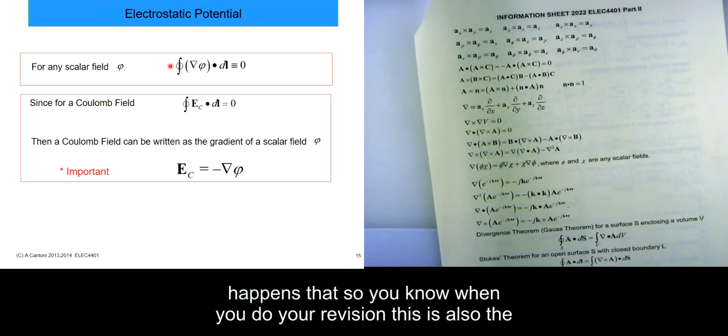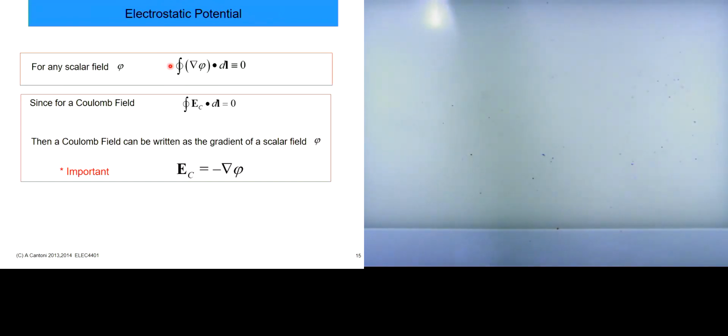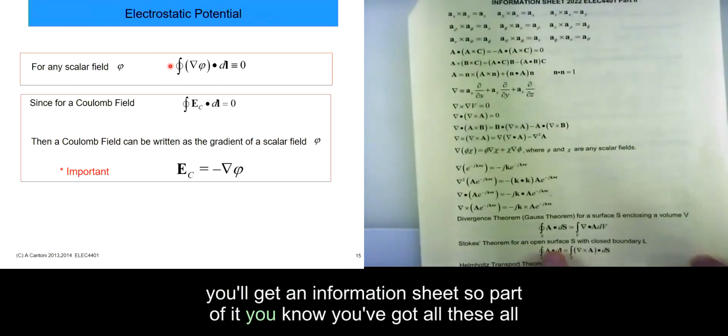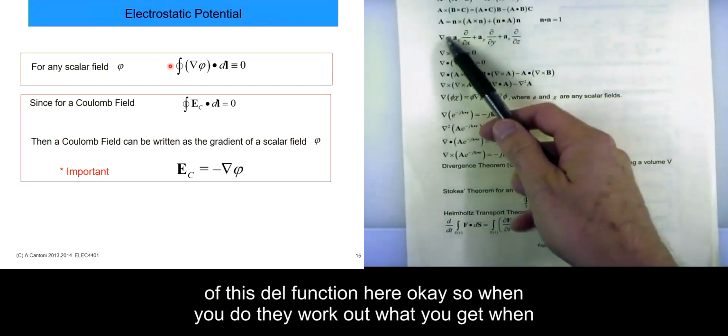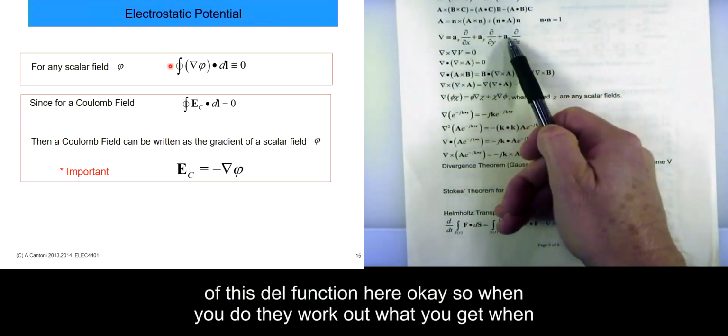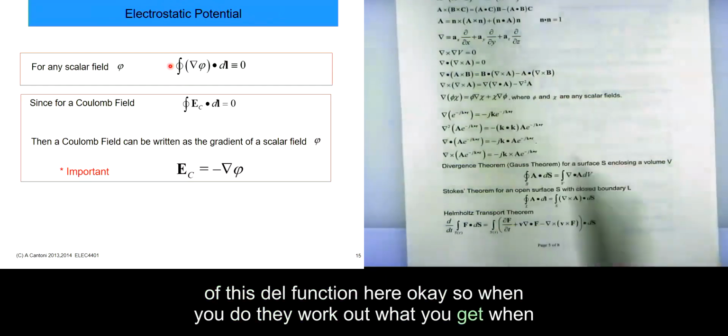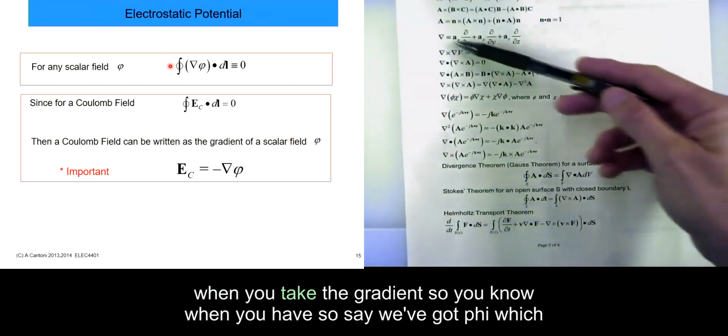When you do your revision, this is also on the information sheet that you get. It should be on the LMS. If you look on part 2, you'll get an information sheet. Part of it has all these vector calculus identities, and the definition of this del function here. So you can work out what you get when you take the gradient.